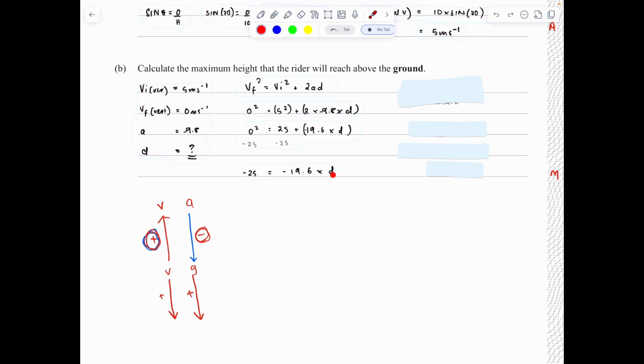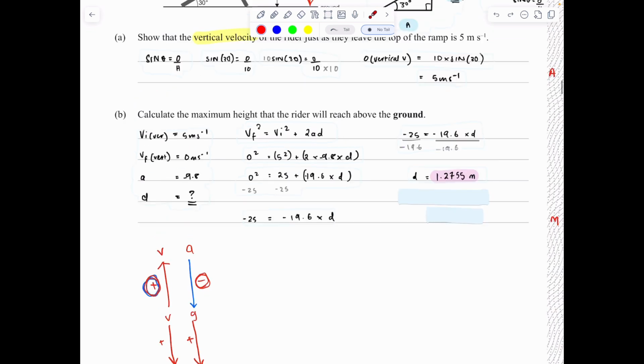To get D by itself, currently it's being times by negative 19.6. So to get rid of times negative 19.6, I have to divide this whole side by negative 19.6 because the opposite of times is divide. And so by doing that on this side, I have to do the same to the other side. And so D equals negative 25 divided by negative 19.6, and that gives me this value here. Okay, we've got a height from the ramp to be 1.2755 meters, but that's not what we want.